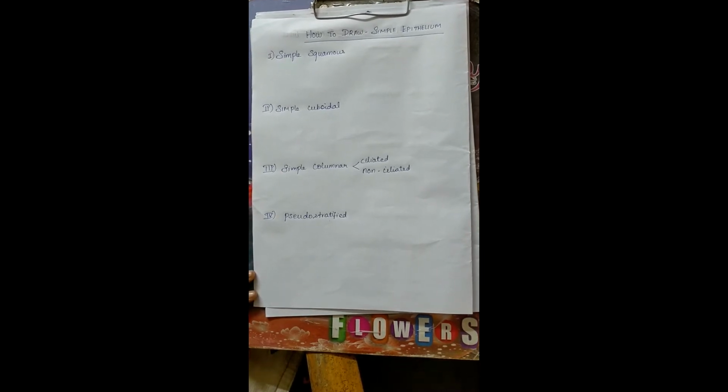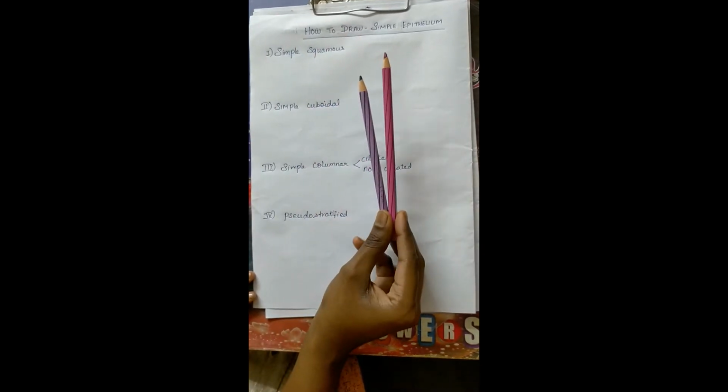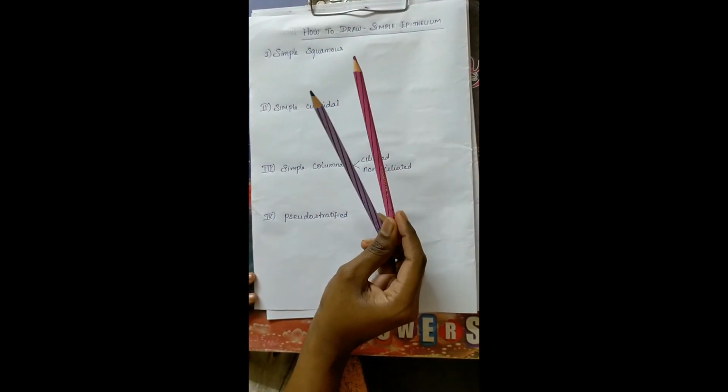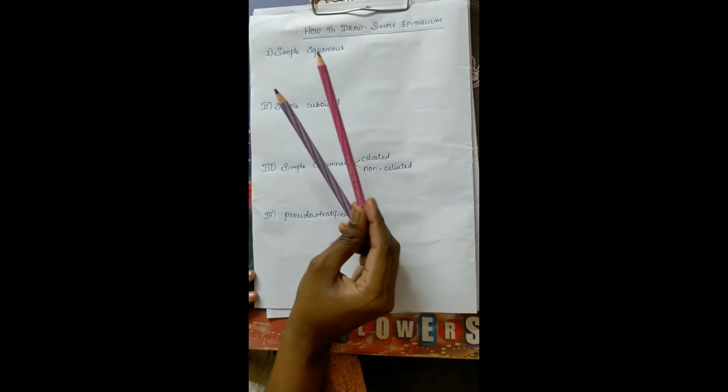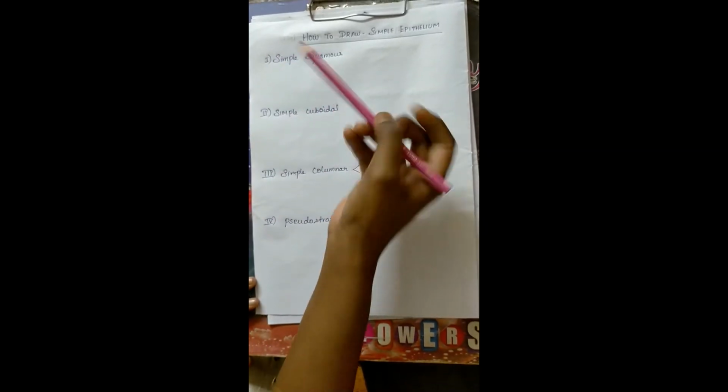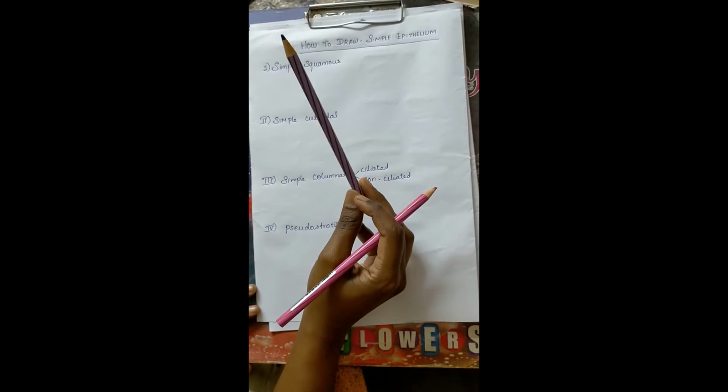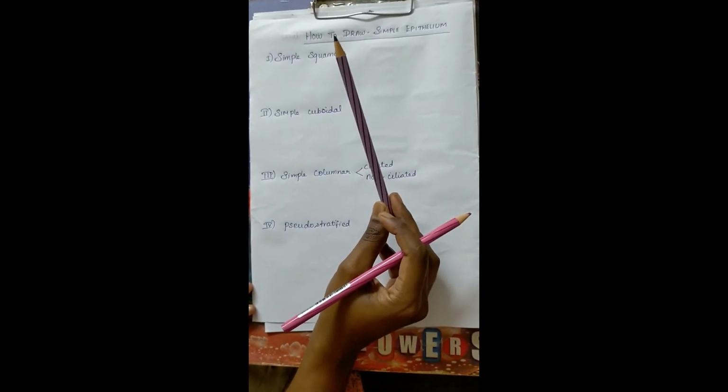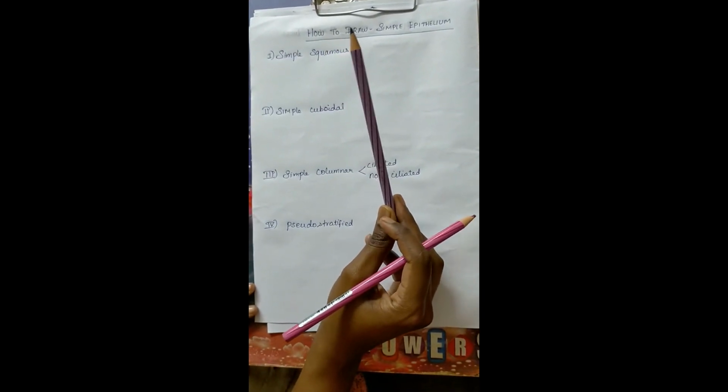In this video, we will see how to draw a simple epithelium. For that, we will use two pencils, eosin and hematoxylin. The pink one is the eosin and the blue one is the hematoxylin pencil. So first, the hematoxylin is only for staining the nuclei, right? So you will be using blue color only to color the nucleus.